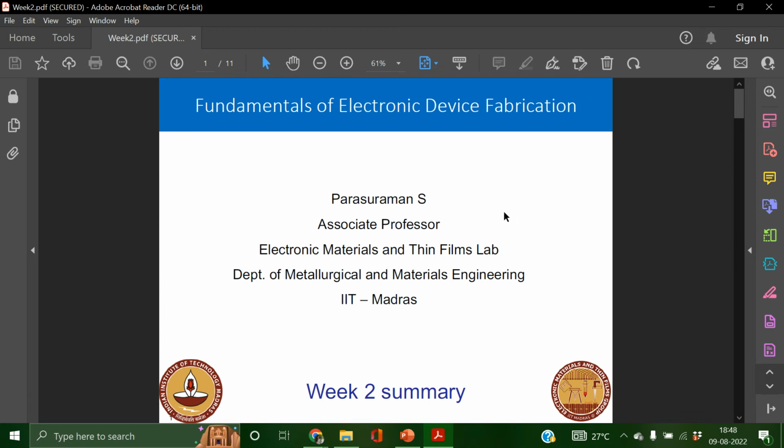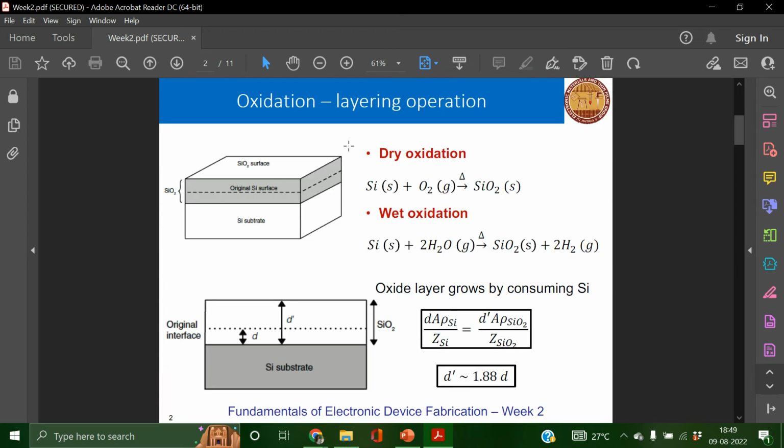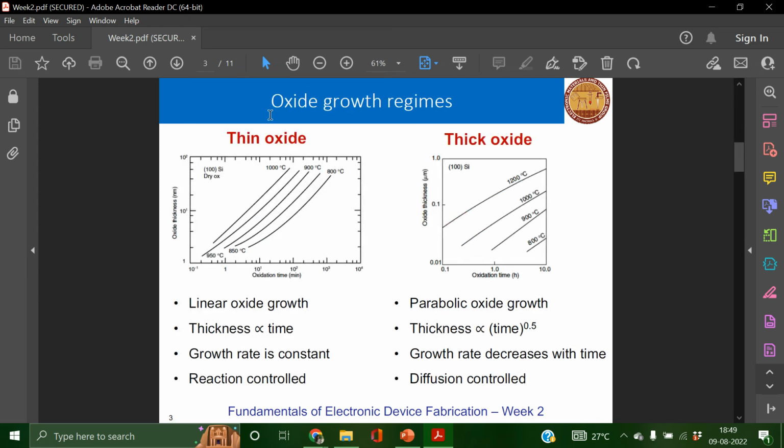For example, in last week, oxidation, doping, and lithography were discussed. The main points in oxidation, like dry ox and wet ox, and the equation that we used for solving the questions, D prime is equal to 1.88D, all those things, the particular figure that was used, and the oxide regimes that we discussed, thin oxide versus thick oxide. Parabolic growth comes in thin oxide, and in thick oxide, thickness is proportional to time. The difference between these two, all of this is given in the first part of the summary.